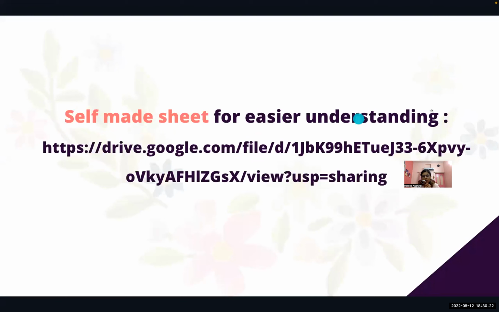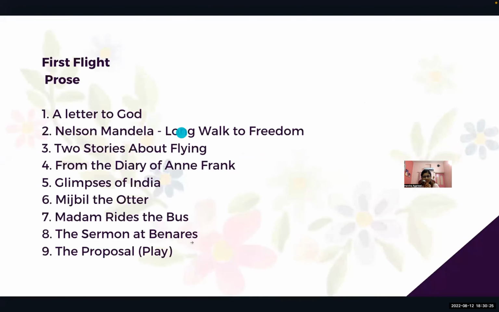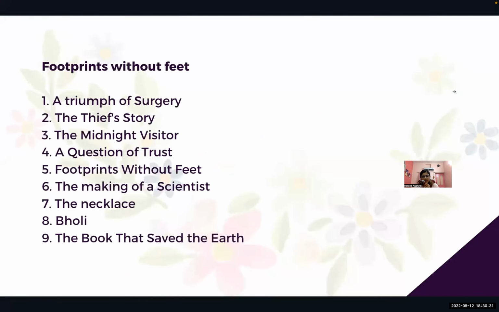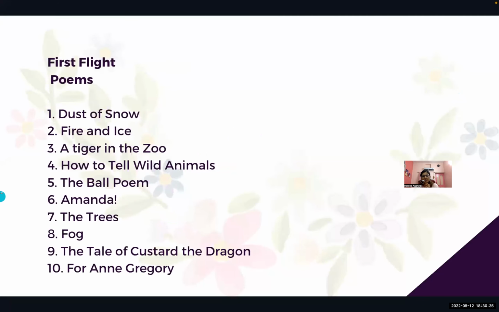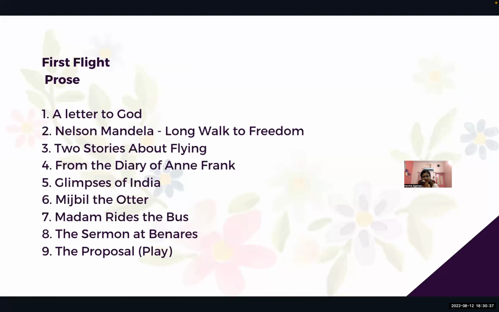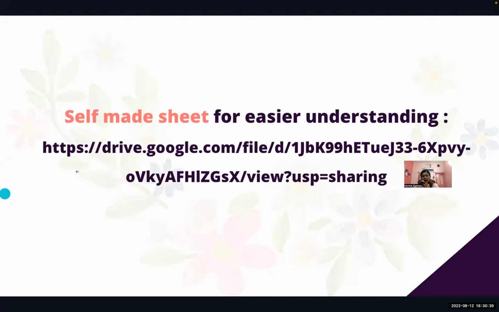Now we all know the syllabus for class 10th English is this. I'll show you very quickly here. I've jotted down the pointers here itself. Prose has some lessons, poems has 10, and then Footprints Without Feet is 9. We know the basic English literature portion is this, and there's a portion for language as well. Now there's a self-made sheet. I made it myself too for easy understanding, so I'll show all of you. Just 1 minute.